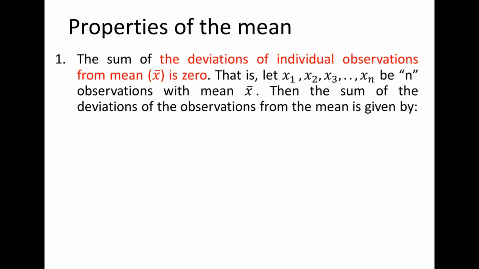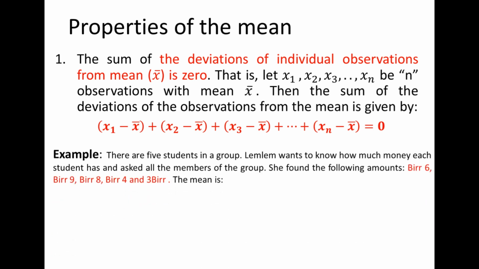Properties of mean. There are four properties of mean. The first one is that the sum of the deviations of individual observations from the mean is 0. That is, let x1, x2, x3 up to xn be n observations with mean x bar, then the sum of the deviations of observations from the mean is x1 minus mean plus x2 minus mean plus x3 minus mean plus up to xn minus mean equals 0.